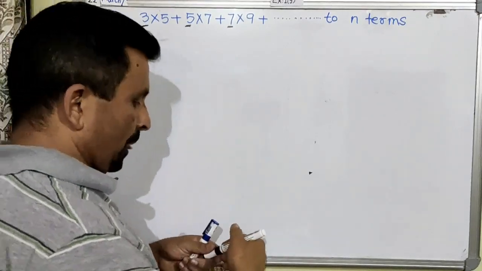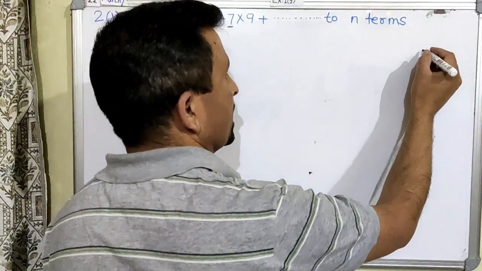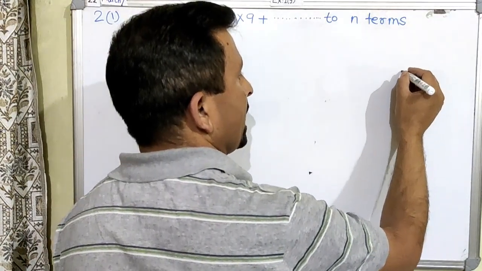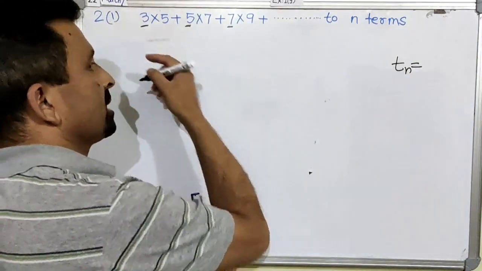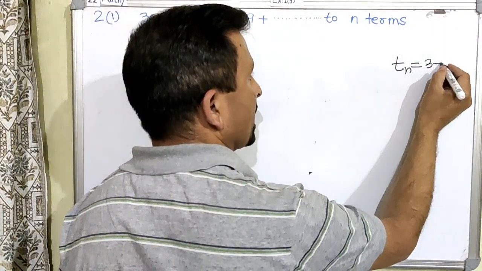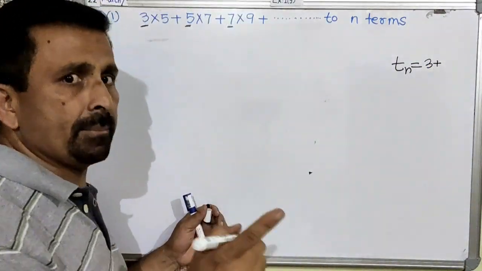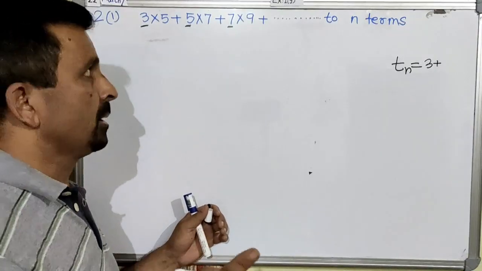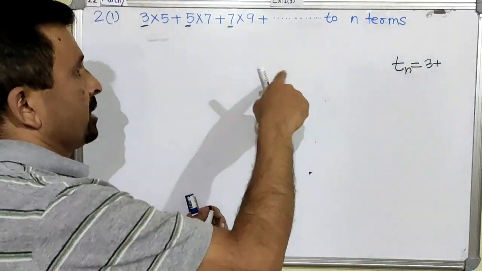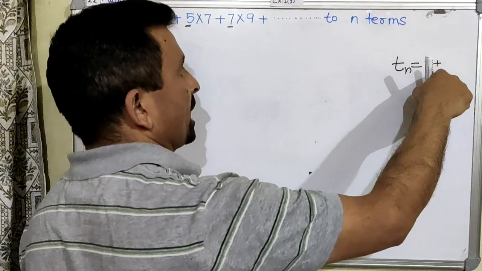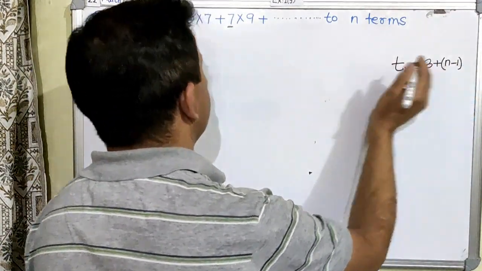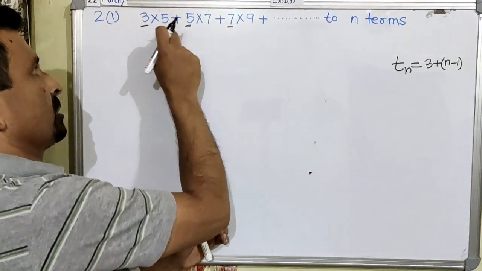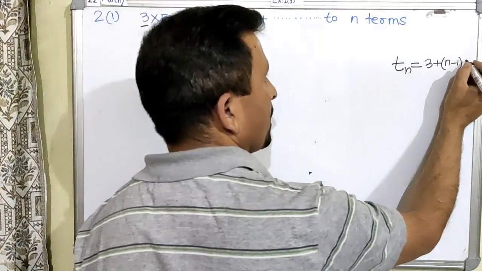Okay? So, according to the AP formula, roughly I will show you here. Tn will be equal to, the first term of the series is 3. The formula for the nth term of AP is a plus n minus 1 into d. Right? Okay, so a plus n minus 1 into d. d is the difference between the two consecutive terms. So 5 minus 3 is equal to 2.